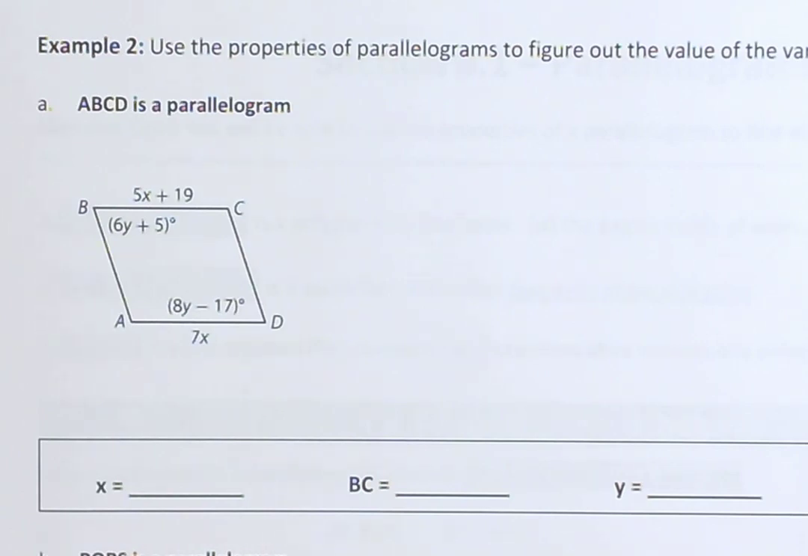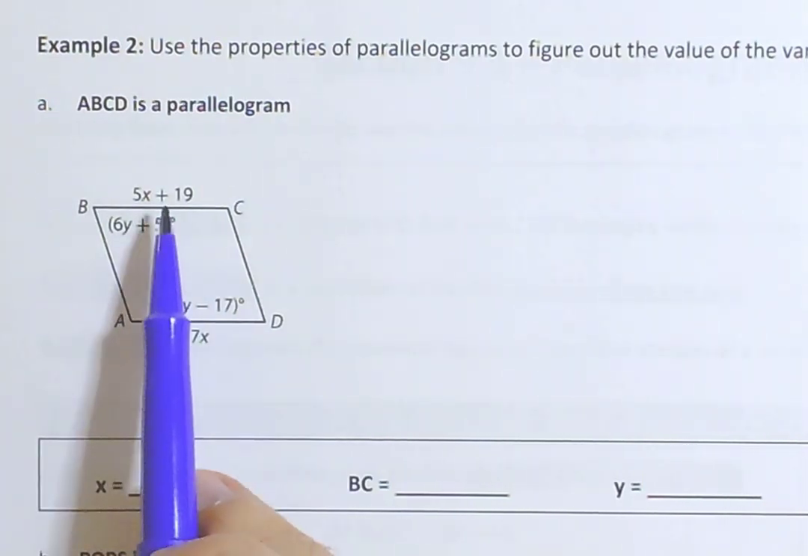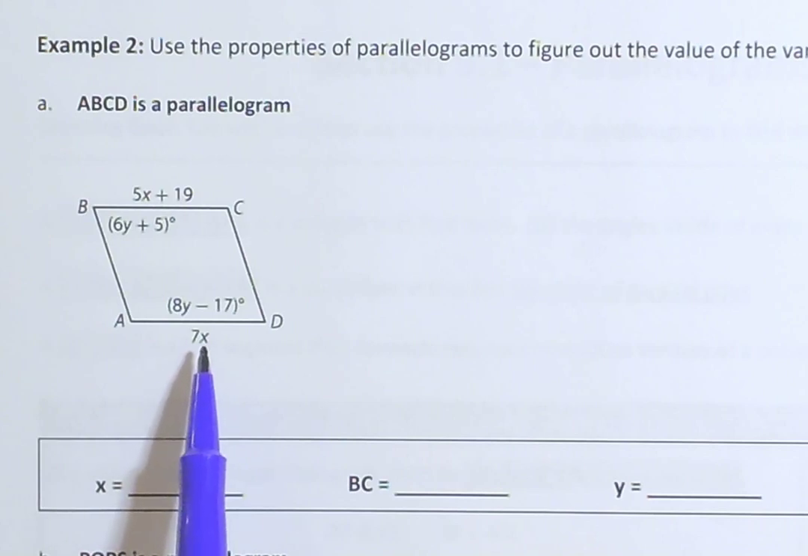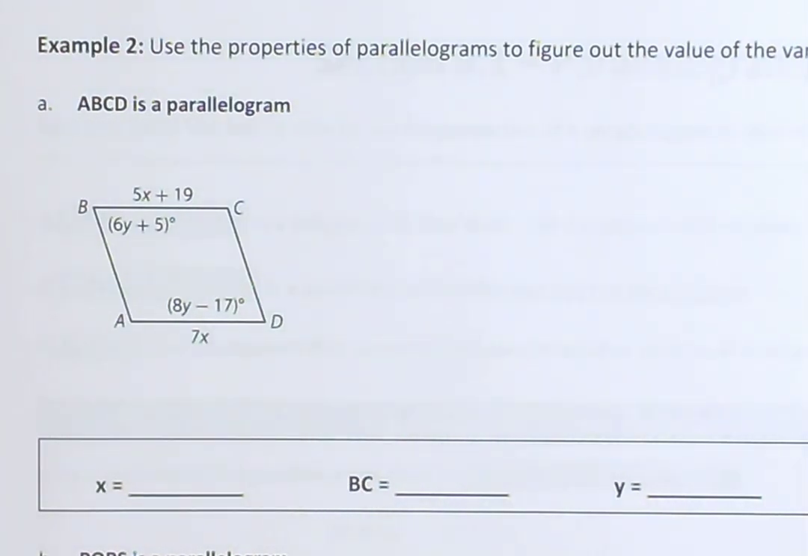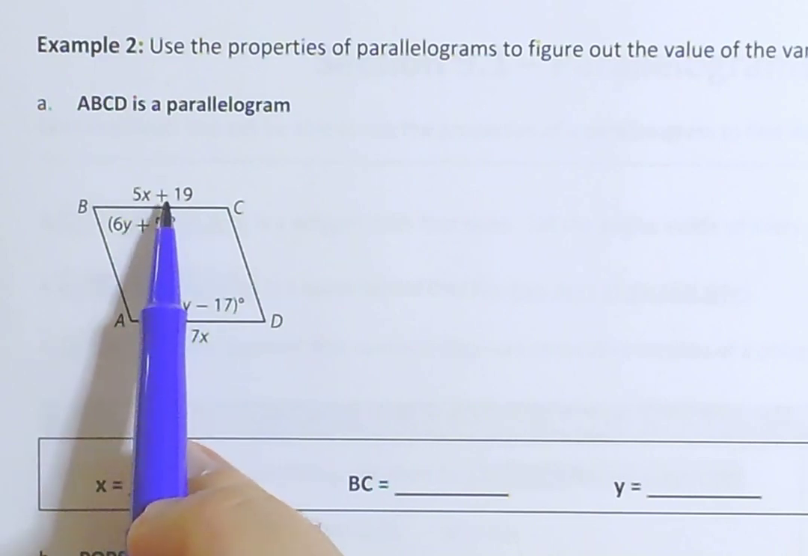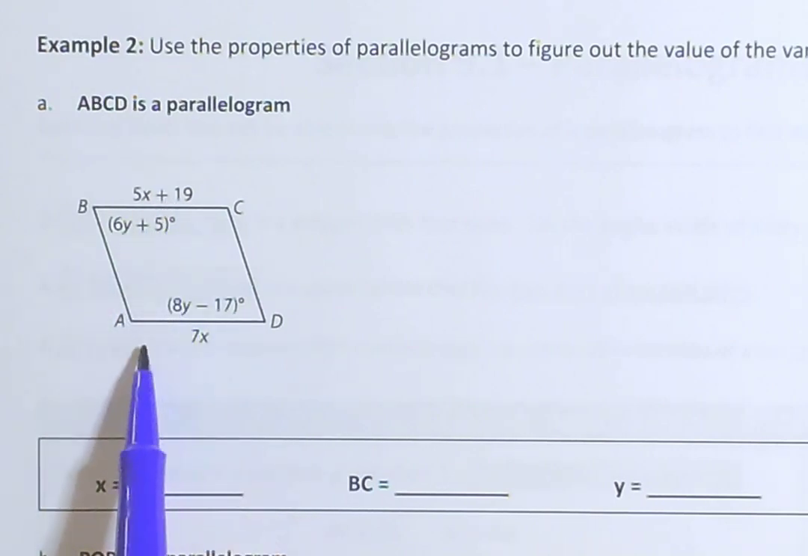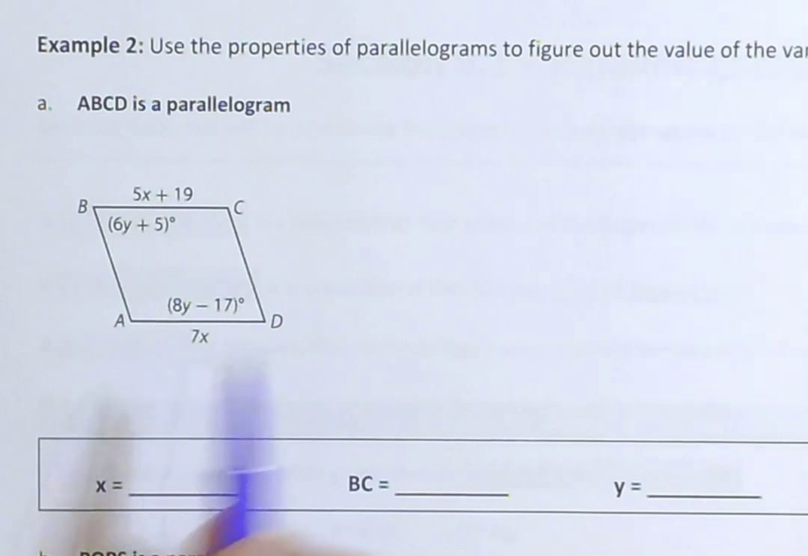Let's go ahead and start with trying to figure out the value of x. That's our first thing that we want to go through and figure out the value of. So the two things that I see with x in this problem are 5x plus 19 and 7x. So these two are talking about side lengths. And the only thing we know about side lengths with parallelograms is that opposite sides are congruent, which means that they have the same measure, which tells us that opposite sides are equal. So because these are opposite of each other, I'm going to take the 5x plus 19 and I'm going to set it equal to the 7x.